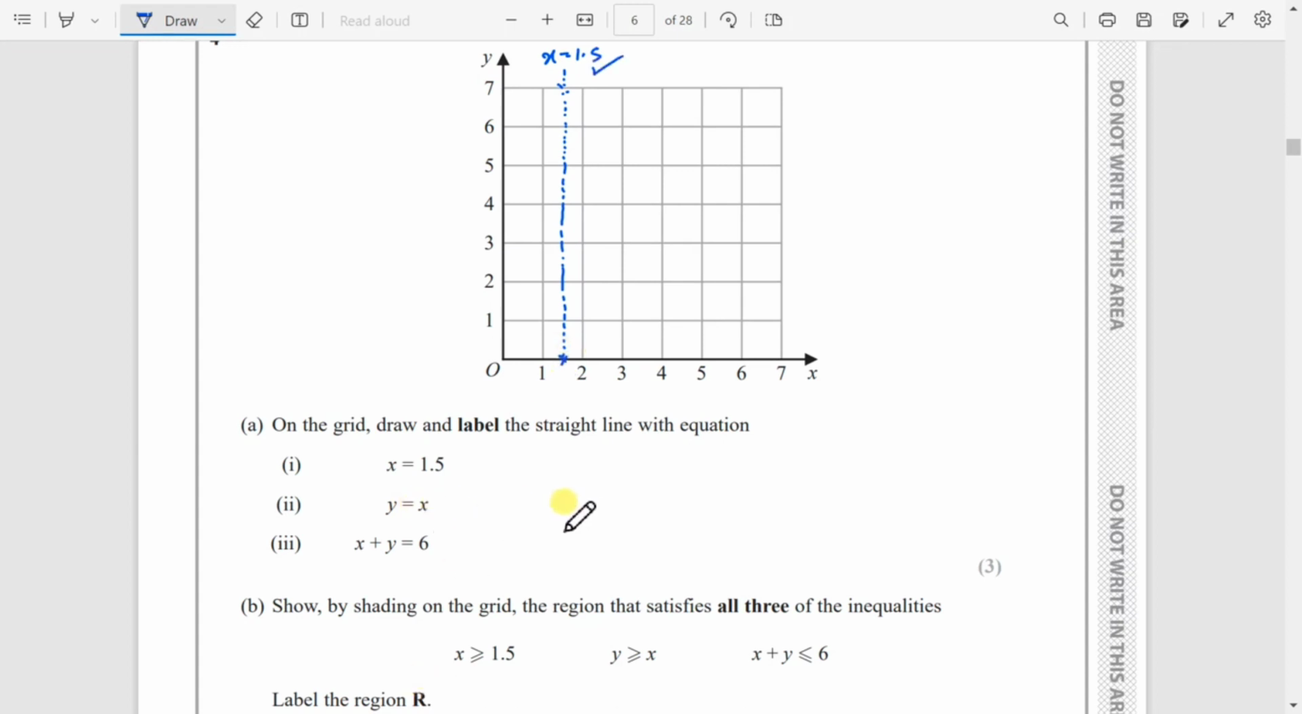Next one is y equals x. Well, this is quite easy. Y equals x is just a diagonal line from the origin. If you're not sure sometimes what it looks like, just plug in a coordinate. So for example, you've got x and y. If x is 1, and you plug in here, you're going to have 1 equals 1. If x is 2, you're going to get 2. So you can see the coordinates are 1, 1, 2, 2, 3, 3. So it's going across here.